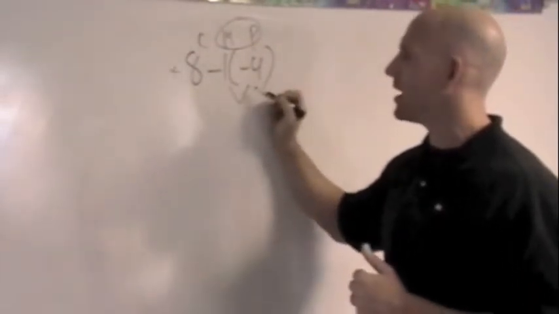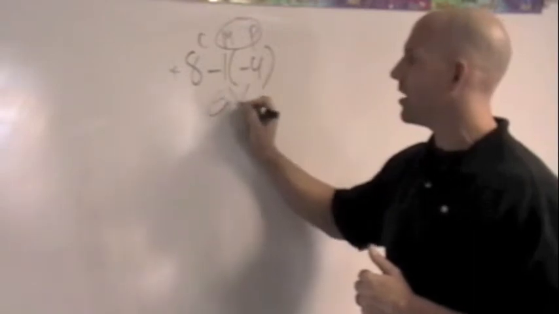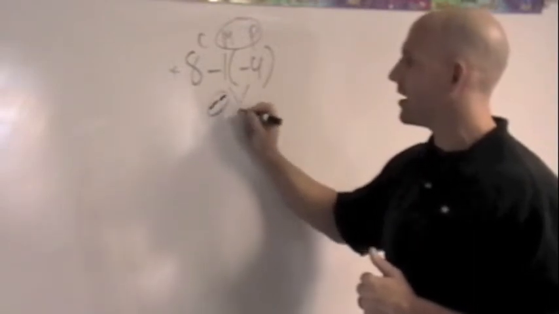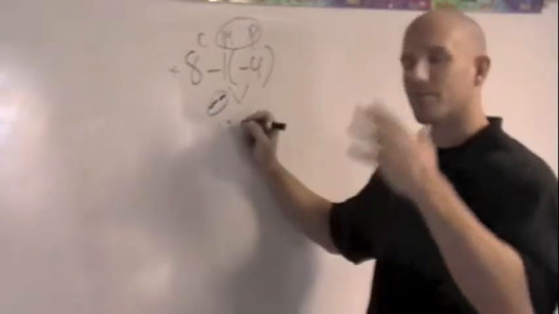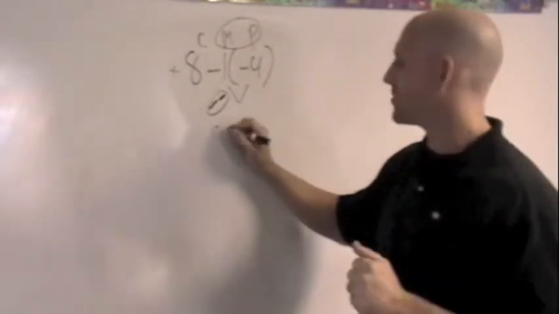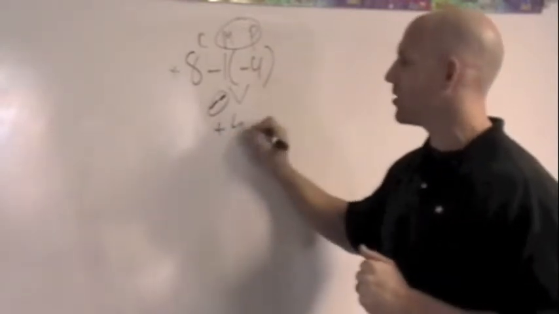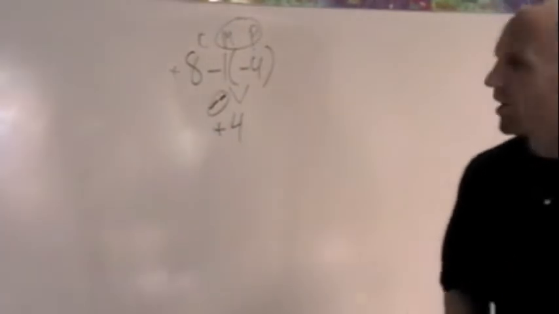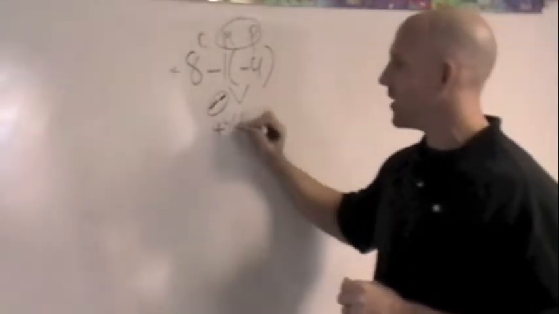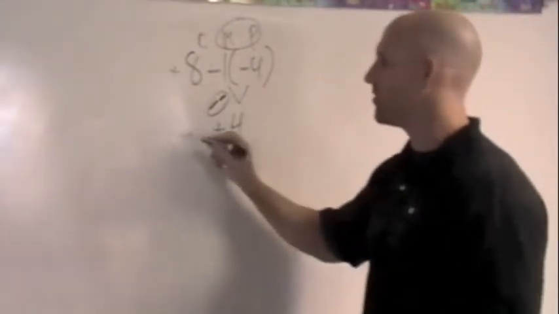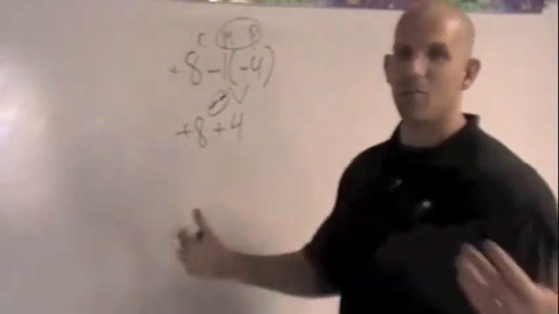Well, when we do that multiplication, we know that we're going to have a positive answer because they match. Well, 1 times 4 never changes. It's always +4. So we had a matching situation, made it positive, +4 and +8. We're done with the multiplication.